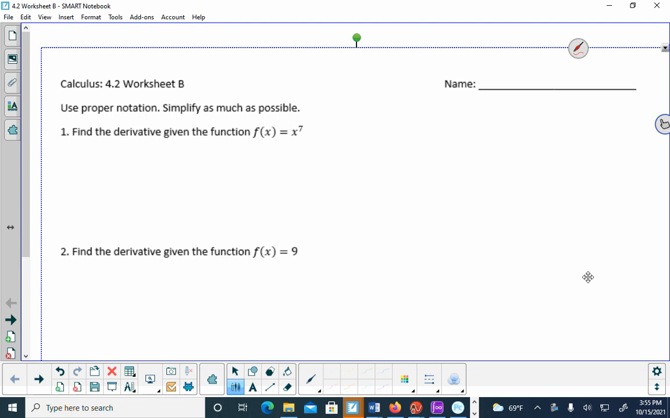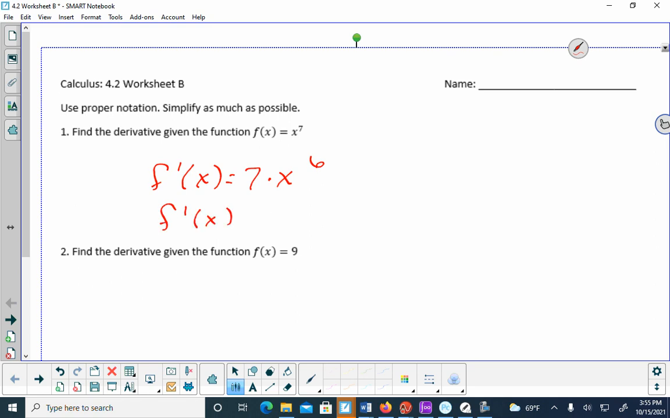So number one, to find the derivative of f of x is equal to x to the seventh, you are going to take your power, which is 7, times x, reduce your power by 1, which is 6. So your final derivative is simply going to be 7x to the 6th.